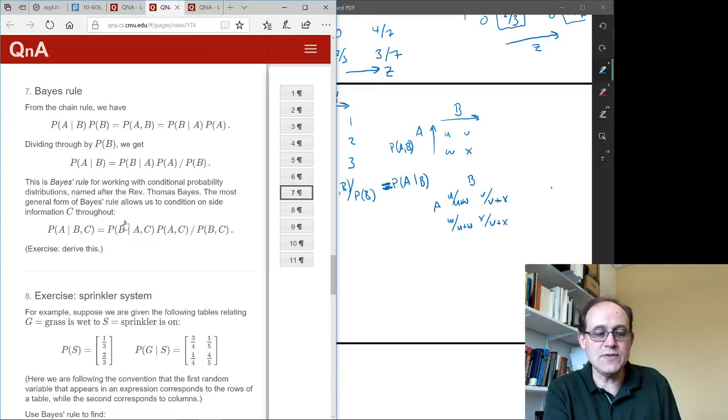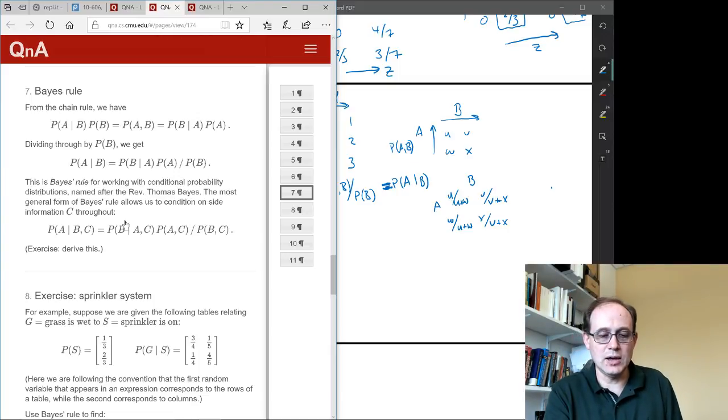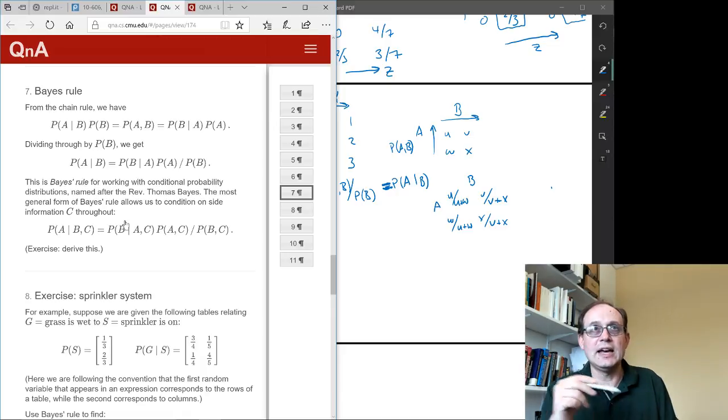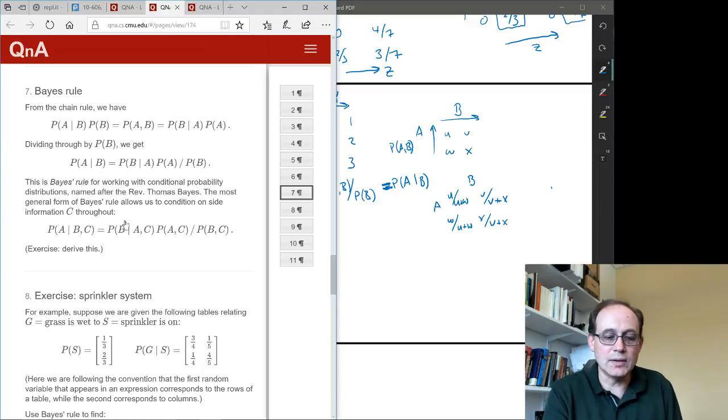There's actually an even more general form of Bayes' rule that allows us to condition on some side information C all through. If you just add a conditioning on C to every term, you get P of A given B comma C is equal to P of B given A comma C times P of A comma C divided by P of B comma C. The derivation of this is almost exactly the same as the derivation of the first, and it's a good idea to go through and do that derivation for yourself.